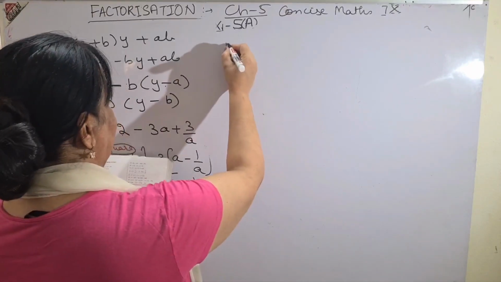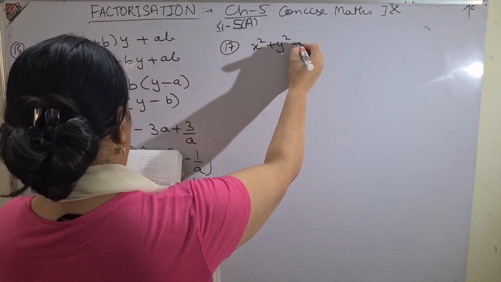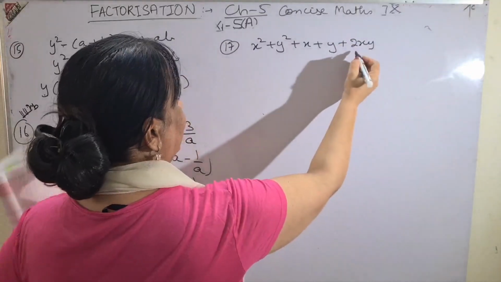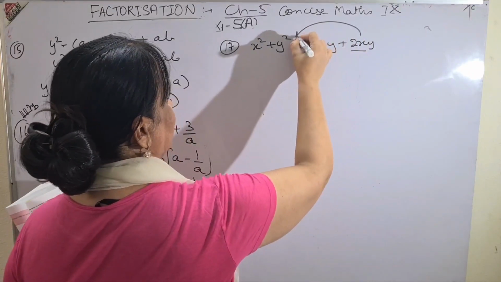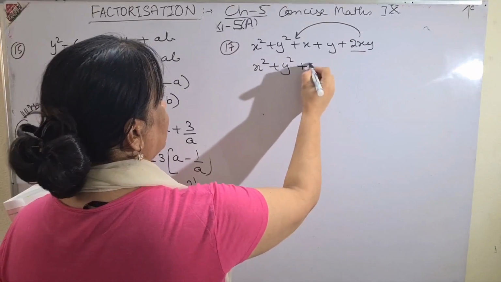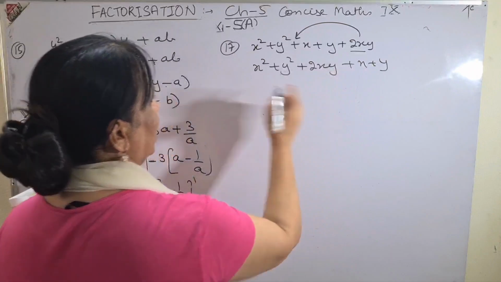Similarly, moving to the 17th sum: x square plus y square plus x plus y plus 2xy. Again, little change. I will get 2xy because 5 terms are there. So I understood I have to change it into x square plus y square plus 2xy plus x plus y. I have to change it into 2 groups.